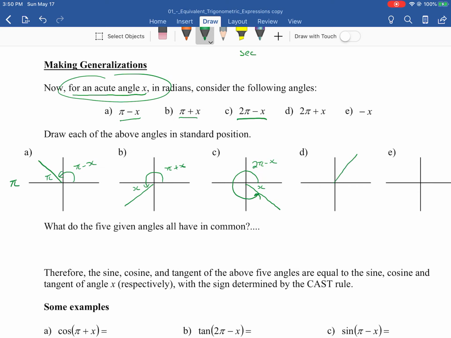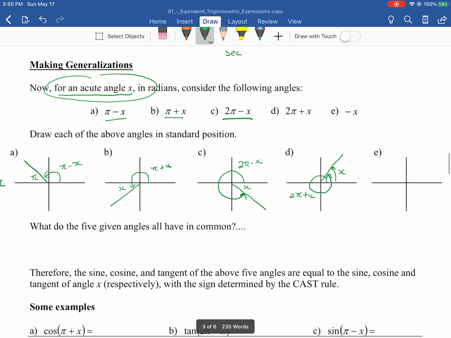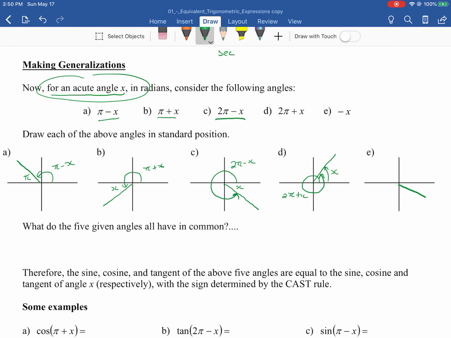The next one's 2 pi plus x, which would be all the way around and x more. So there's 2 pi plus another x. There's the angle 2 pi plus another x. And again, there's the x in there. And then finally, negative x. Ooh, that's moved off my screen a little bit. There's negative x right in there.